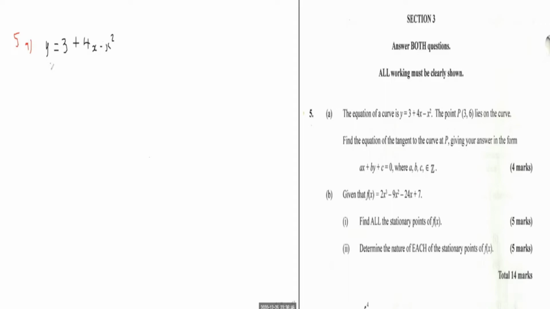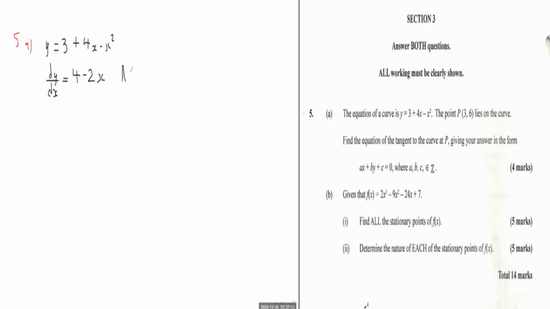So to find the equation of the tangent to the curve, the first thing we need to do is find dy by dx. That's the first thing. Let's find dy by dx, and dy by dx is equal to, we differentiate 4x to get 4. We differentiate x squared to get minus 2x. So that's dy by dx. So dy by dx is 4 minus 2x.